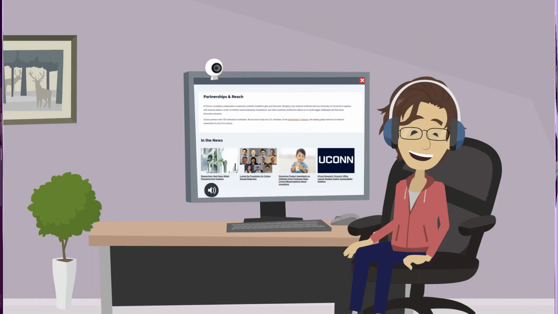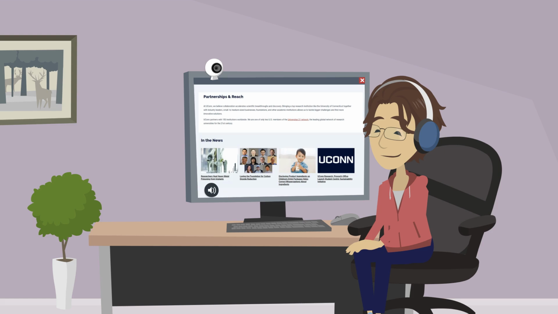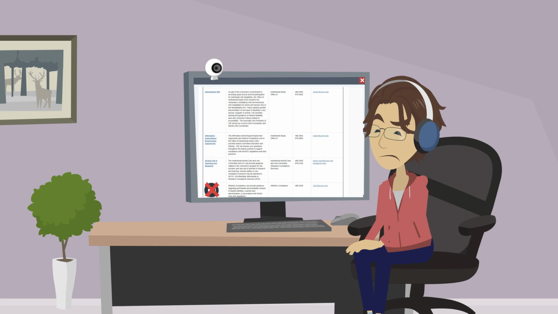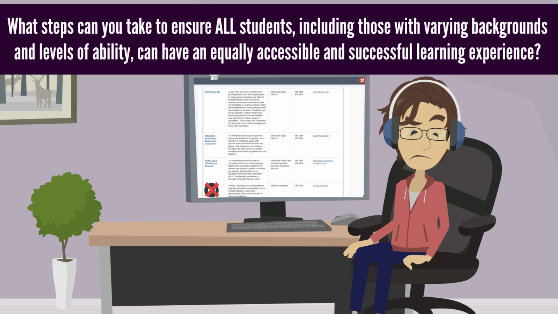What about Jessie, a high school junior who's interested in applying to UConn to study finance? While researching campus life and academics online, they came across some UConn websites that were not accessible to them as someone who's legally blind. Again, what steps can you take to ensure all students, including those with varying backgrounds and levels of ability, can have an equally accessible and successful learning experience?